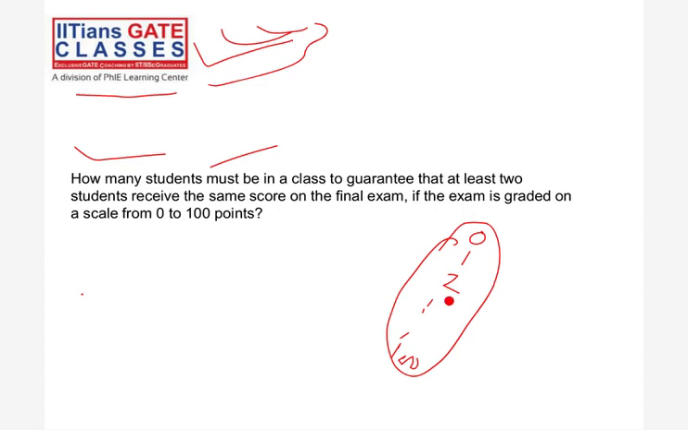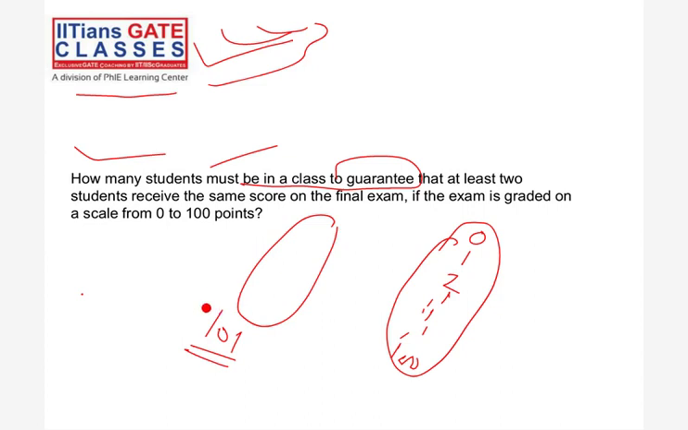So you see, this is the range, and the question asks how many students must be in a class to guarantee that at least two students will receive the same mark. Let's assume you are saying 101 students. What will happen? There is no guarantee with 101 students that at least two will have the same marks. Why? Maybe one student can have 0, another student can have 1, and maybe the 101st student may have mark 100. So you can see there is no guarantee here.